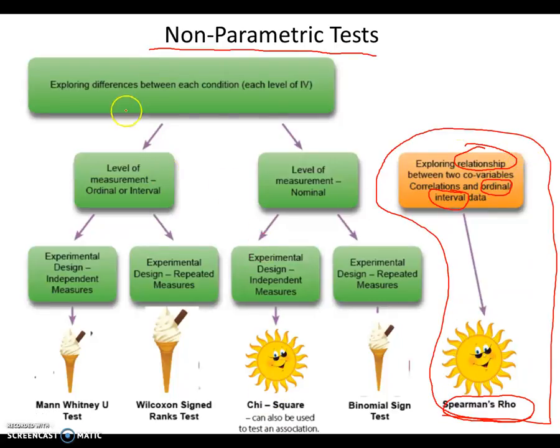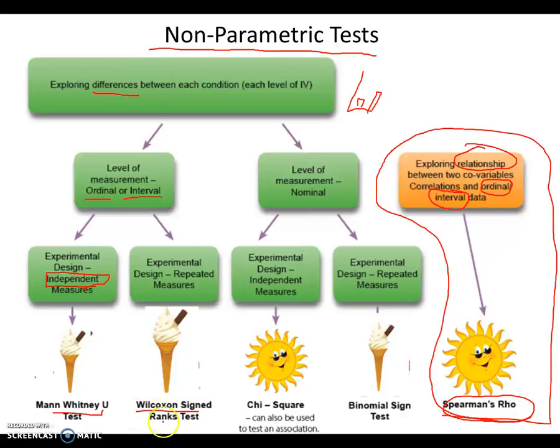For the experimental ones, why are they experimental? Because we're looking for a difference between two conditions. So, exploring differences, if you have ordinal or interval level data with an independent measures design, it's a Mann-Whitney U-test. The way I remember it is Whitney Houston was the original independent woman.